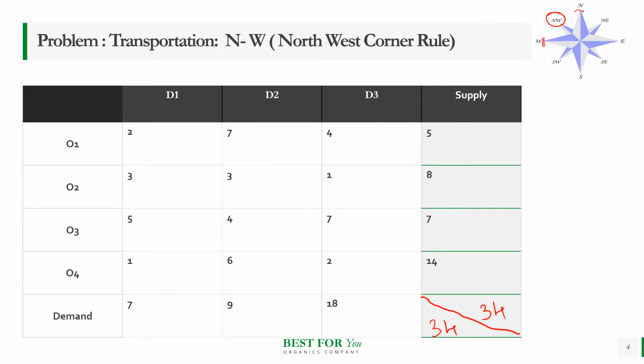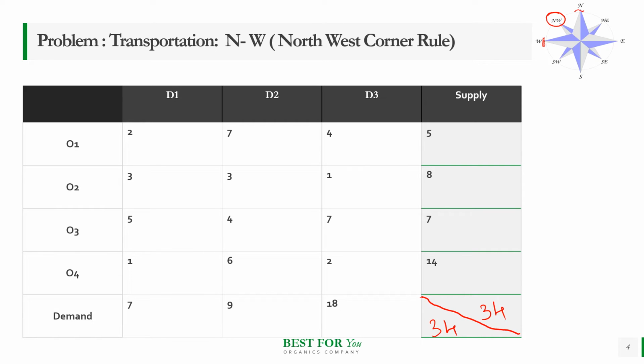Okay, so always we have to look at the allocation starts from the northwest corner of the table. So this is our table value, in which we are going to allocate only in the northwest corner. Okay. So here, what is the northwest corner? When we look at the cost, which is 2, that is origin 1 to destination 1. So that is the northwest corner.